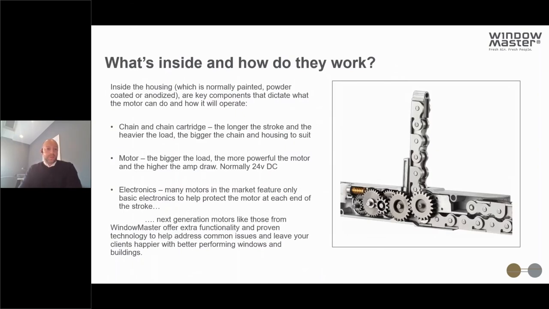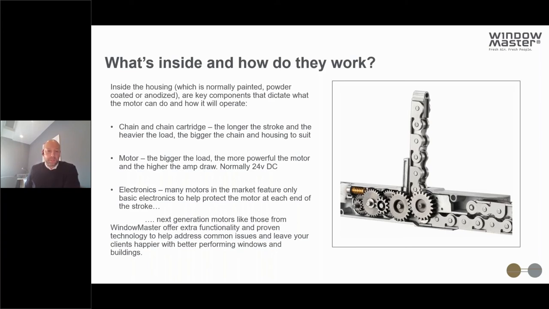So for those of you in the room that are geek like me, you might be interested to know what's inside and how an actuator works. So typically, of course, you've got the housing on the outside. That will vary in size depending on how much gubbins we need to get inside, typically dictated by the length of the chain and the forces and how big that chain needs to be. The housing is normally painted, powder coated or anodized, according to the different type and the project preferences. We'll have the chain and the chain cartridge. We'll have a motor, and of course, the bigger the load, the bigger the motor, and the higher the amp draw.